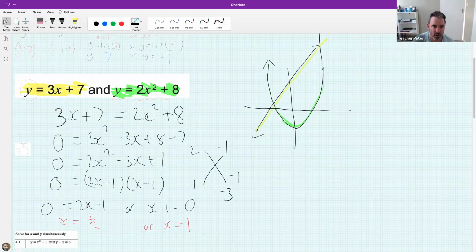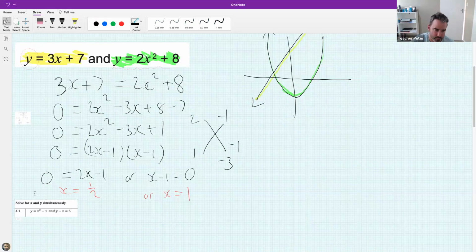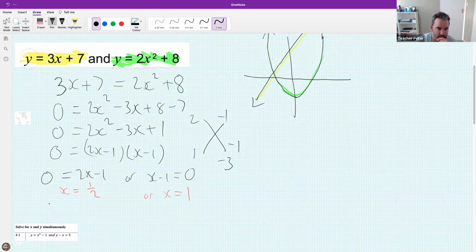Okay, let's get our y values. So to get the y values, let's do this. All we do is we take the easy y formula above. So we go y equals 3 times something plus 7, or y equals 3 times something plus 7. And then we put whatever we got for x in there. So what are my y values that are going to go with that?